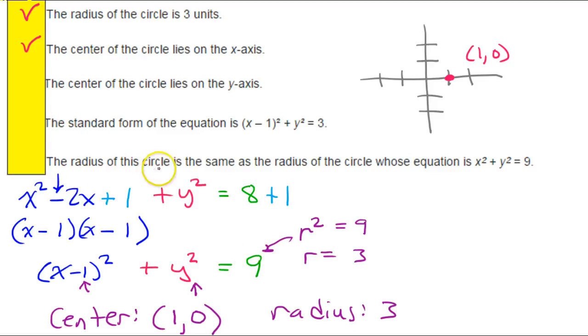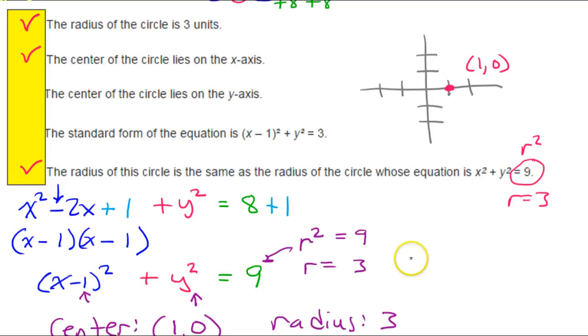The radius of the circle is the same as the radius of the circle whose equation is shown here. Well, they have a 9 here, and again, that's the radius squared. So that means the radius is 3. Same thing happened: they had 9, we had a 9. So the radius would be 3, just like our radius is 3. So that's true. All right, I think that's it. Those 3 are all true.